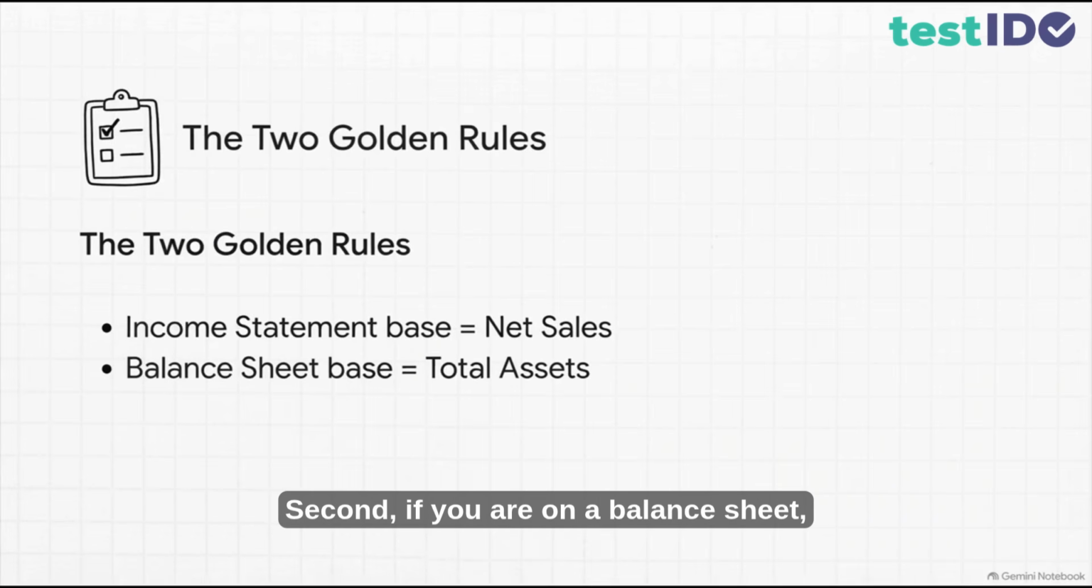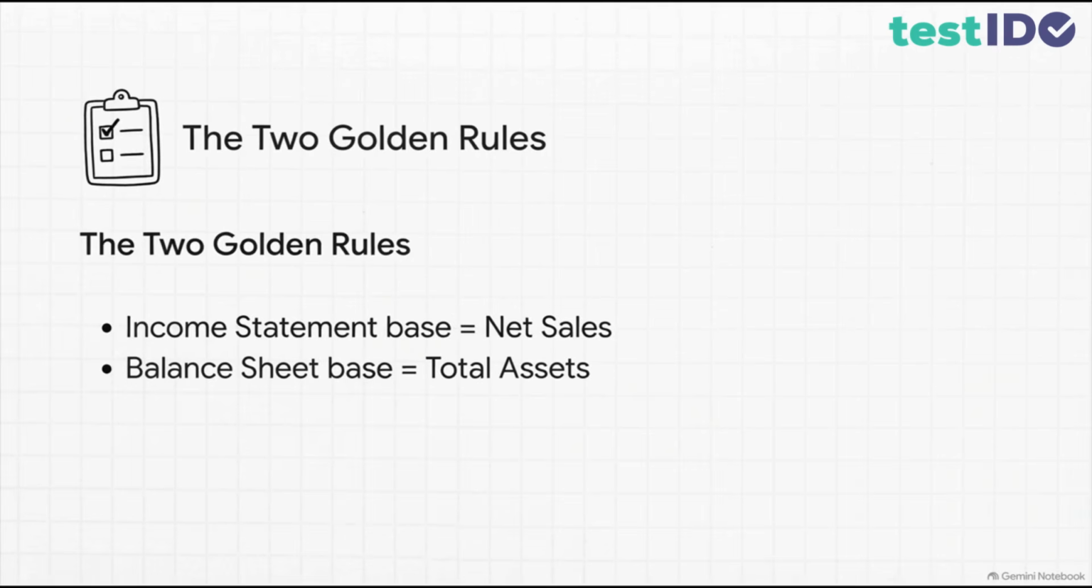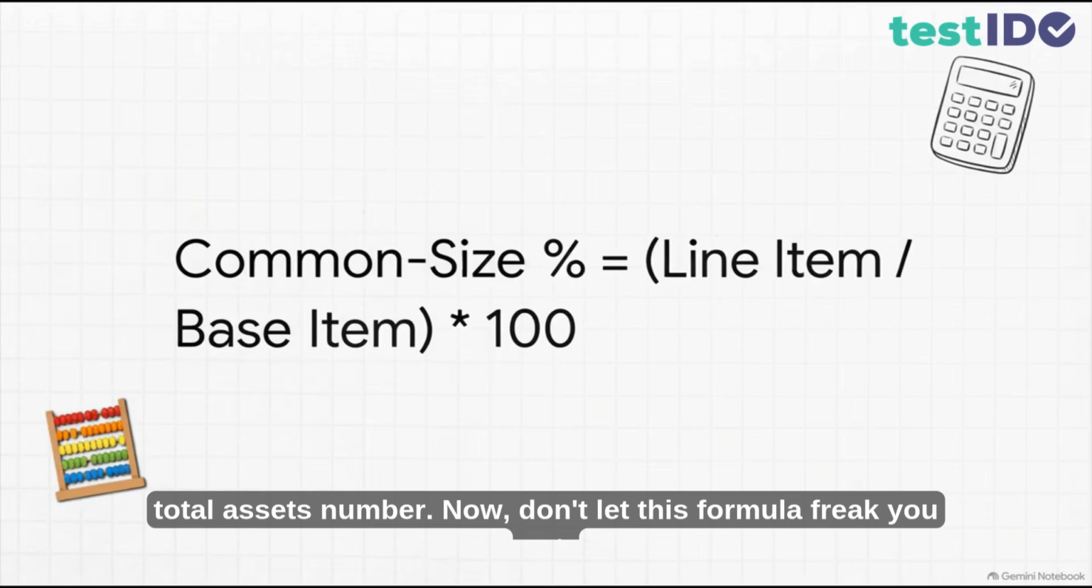Second, if you are on a balance sheet, your base item is total assets. And since assets equal liabilities plus equity, every single line item on that sheet is expressed as a percentage of that total assets number. Now, don't let this formula freak you out.